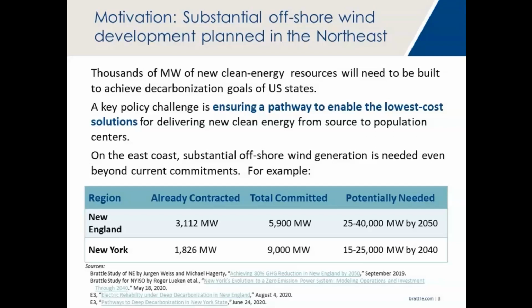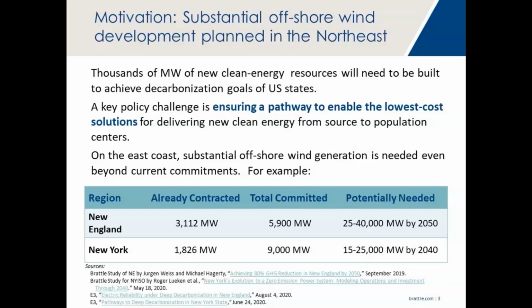And what this table shows you is that New England has already contracted 3,000 megawatts, New York about 1,800 megawatts. There are solicitations going on right now for another 3,000 to 4,000 megawatts, and the total commitments through about 2035 or so in New England and New York are almost 15,000 megawatts, as you see here.